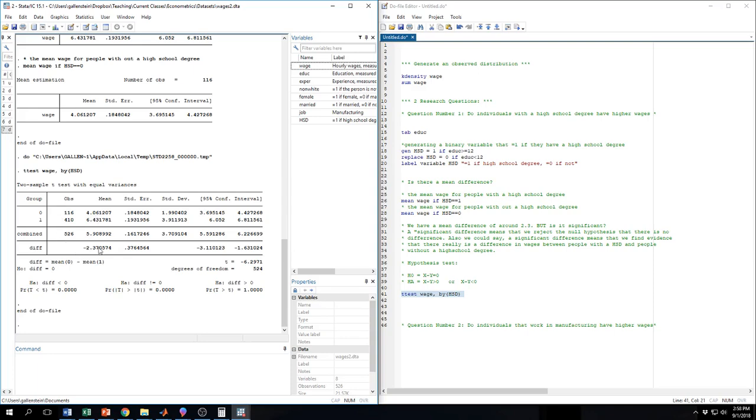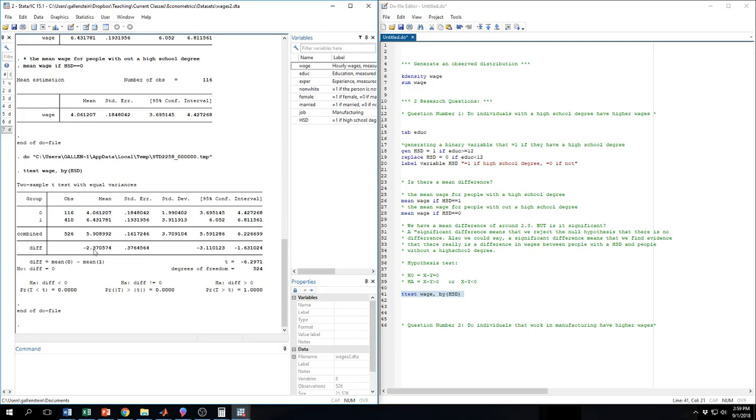Okay, now it also gives you the difference. All right, it reports that down here. So down here it says diff, that means the difference. They take the mean for people without a high school degree and subtract the mean for people with a high school degree, and they get the difference. In this case, it's negative. All right, so here is the mean for people without a high school degree, the mean for people with a high school degree, and then the difference between them.